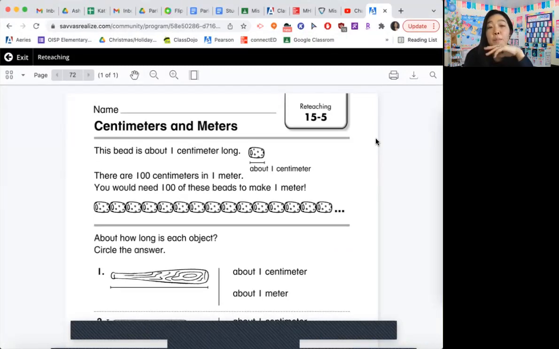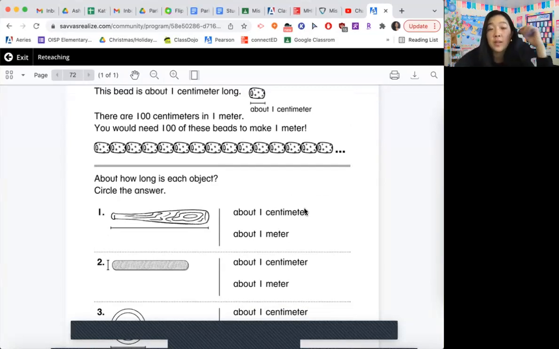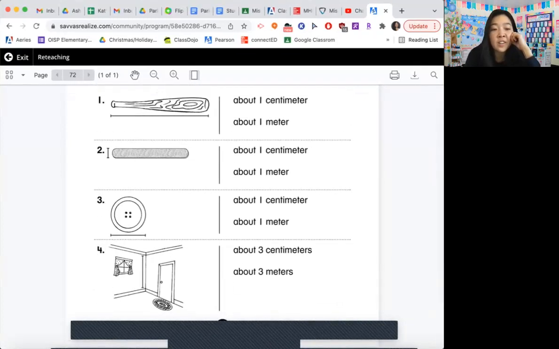All right. The bead is about 1 centimeter long. There are 100 centimeters in 1 meter. You would need 100 of these beads to make 1 meter. How long is each object? So here is a baseball bat. Is that going to be 1 centimeter or 1 meter? 1 meter. Very good.